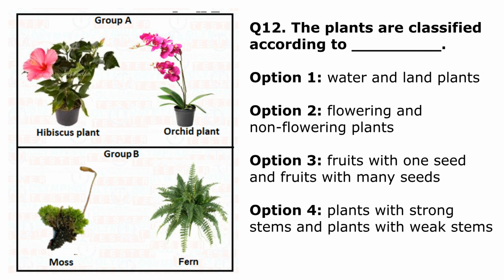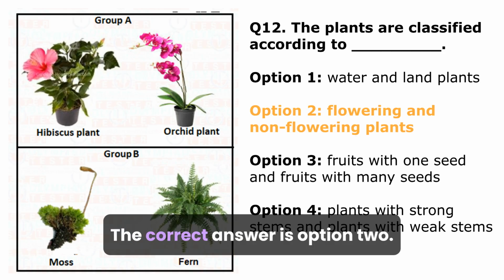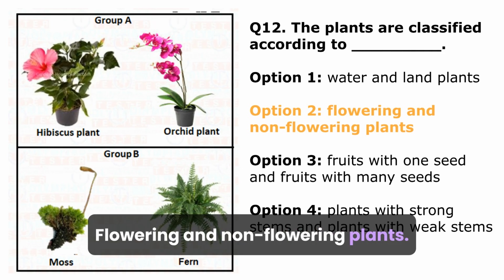In the image, the plants are classified according to blank. Option 1, water and land plants. Option 2, flowering and non-flowering plants. Option 3, fruits with one seed and fruits with many seeds. Option 4, plants with strong stems and plants with weak stems. The correct answer is option 2, flowering and non-flowering plants.